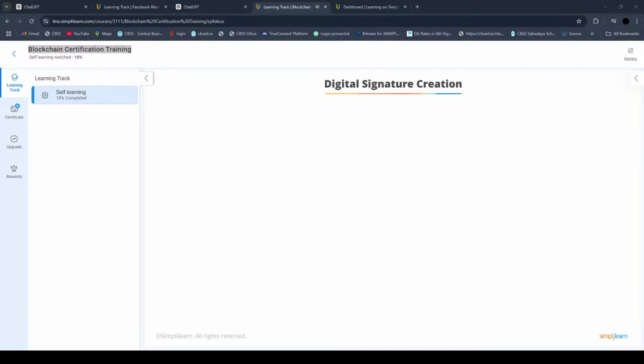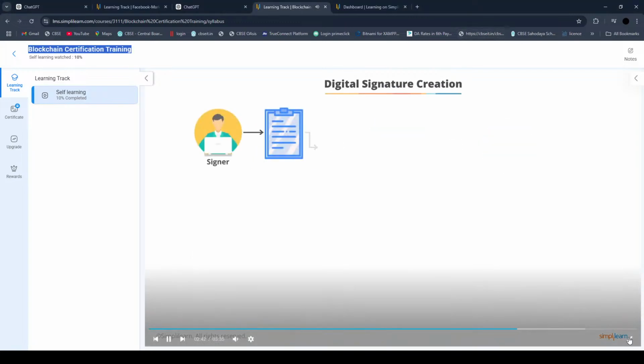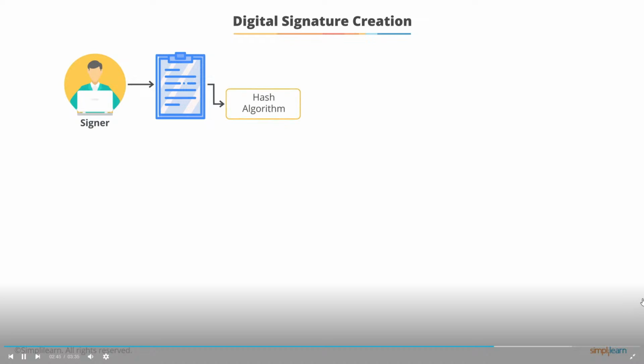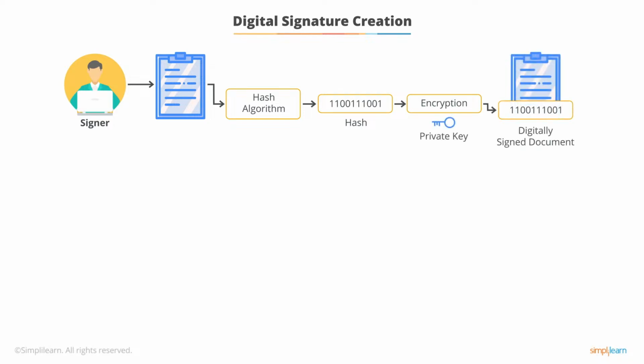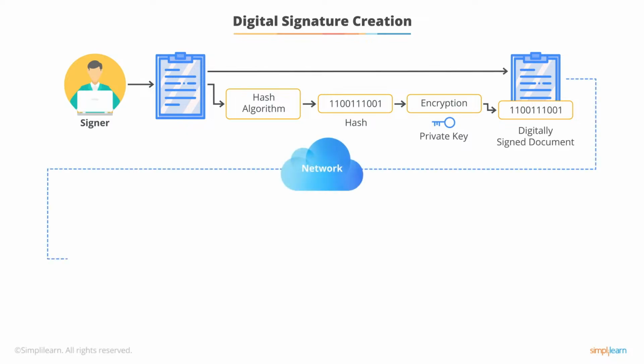Digital signature creation. The signer takes the information to be transmitted and runs a hash algorithm in order to generate a 32 or 64-bit hash value. This hash value is then encrypted using the signer's private key. The result is a digitally signed document, which is broadcasted into the network.